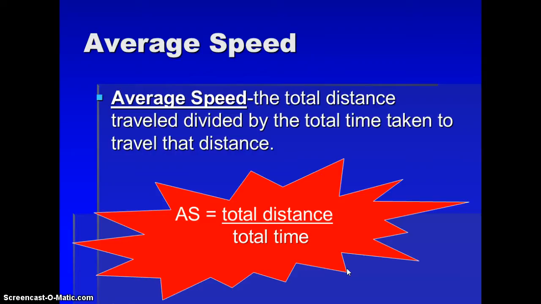Now, average speed is just a little bit different than speed. Average speed is the total distance traveled divided by the total time it takes to travel that distance. So AS for average speed equals total distance divided by total time, TD over TT. Memorize that one too. Typically for this, what does that mean? It just means I'm giving you multiple distances in multiple times, and we need to figure out what is the average speed over that period of time.